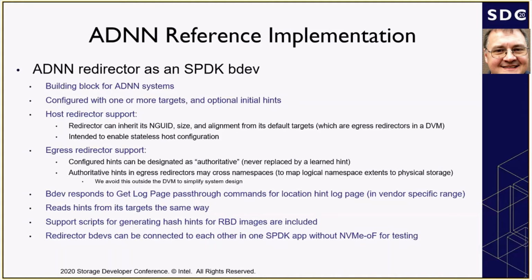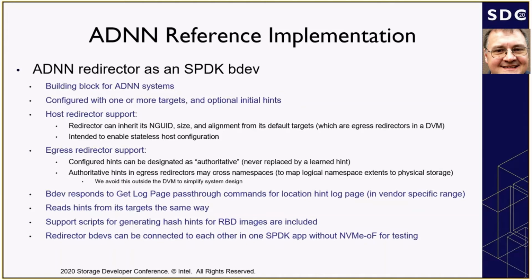So when it starts up and it's told, here's your targets you should talk to, before it actually enables itself for being opened, it will interrogate those things and determine those properties for itself. Now, an egress redirector can't do that because it's the source of truth for this. So the distributed volume manager control logic basically configures these things, and it will tell them exactly, you have this NGUID, you have this size, you have this alignment, and it probably also configures each of them with authoritative hints that says this extent is here. Don't believe anybody else that tells you otherwise.